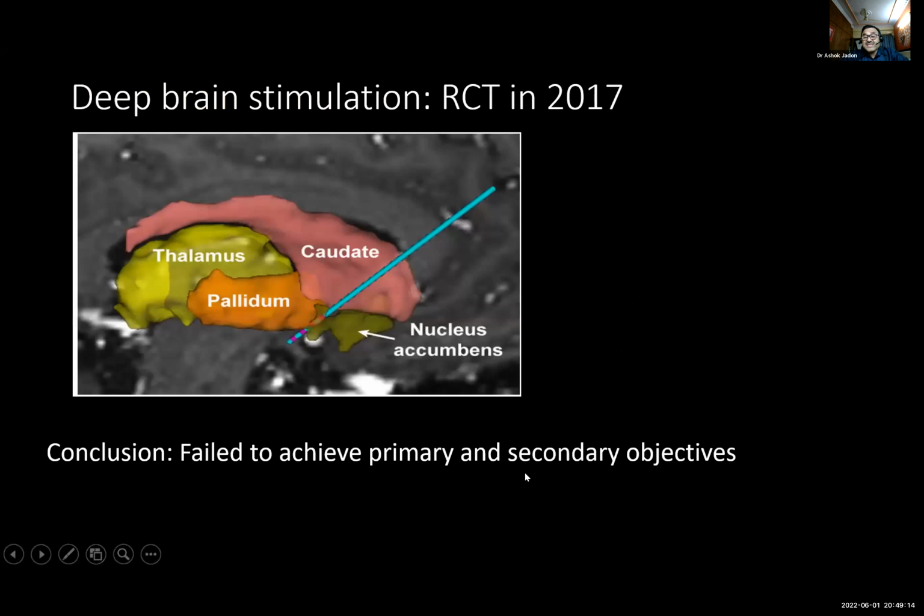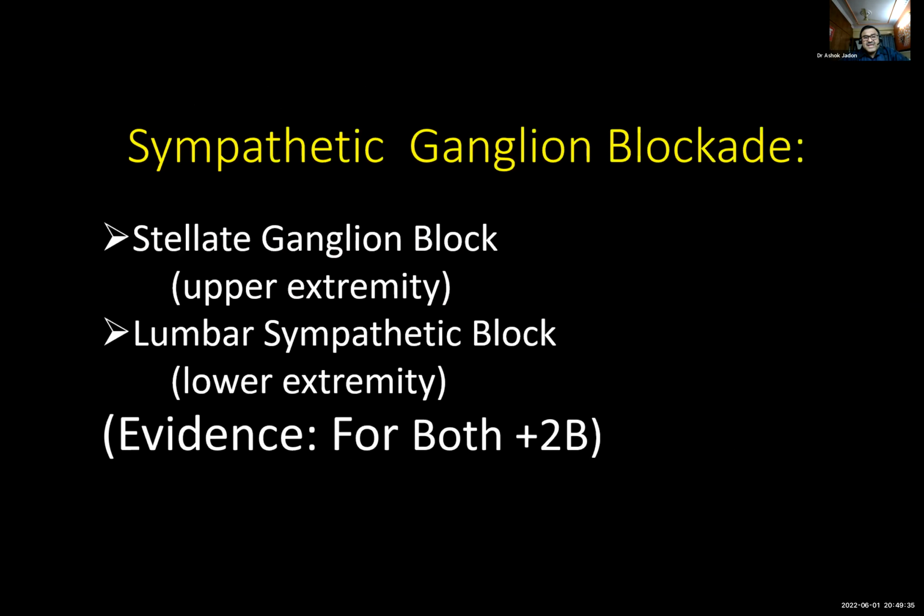Deep brain stimulation came in a very big way, and it was thought it would be a panacea for the treatment. Unfortunately, it failed to achieve the primary and secondary objectives, which were pain as well as mobilization of the limb. Moreover, it has many side effects. So the risk-benefit ratio is not favorable for this invasive treatment.